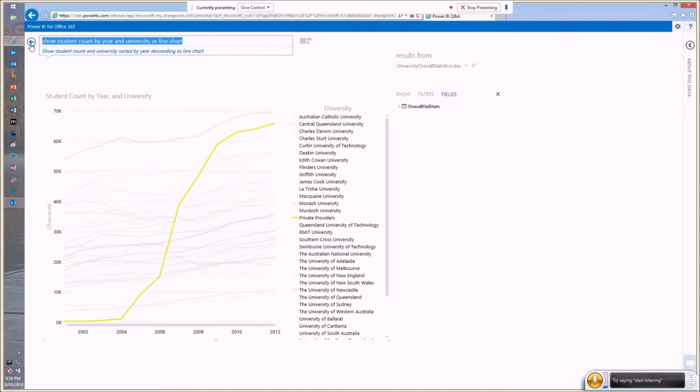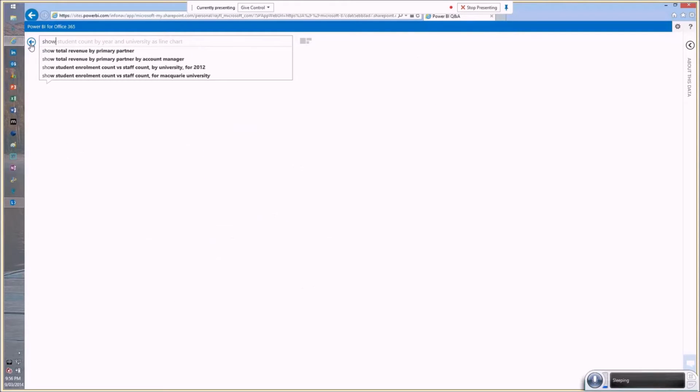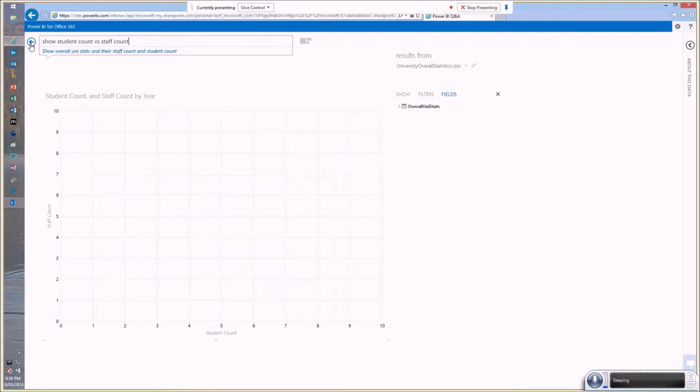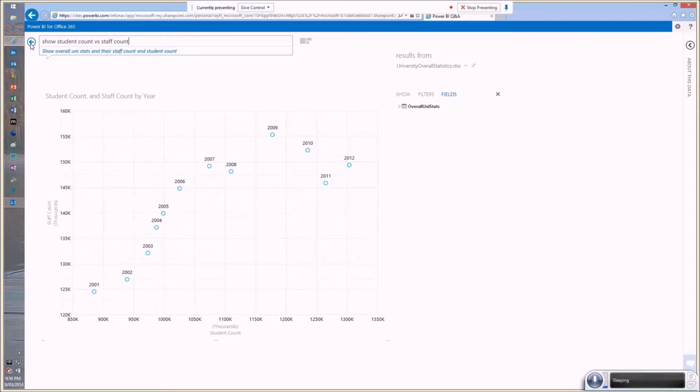Now let's show something else. Let's start again. So what I want to do now is compare two bits of data together. So let's compare the student count to the staff count. And again, it knows it's got a time series of data. It assumes I want to see a time series. It's going to do it as a scattergram because I'm comparing two sets of data together. So along the bottom, the total number of students, and along the left axis, the number of staff.